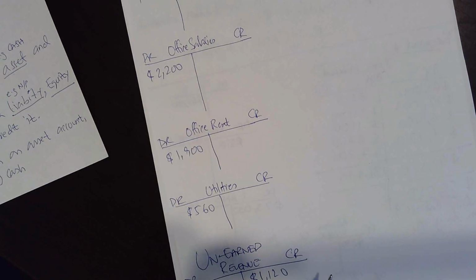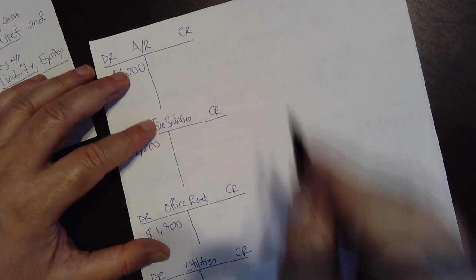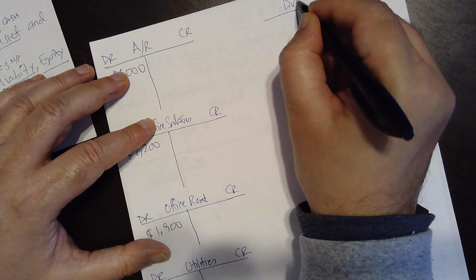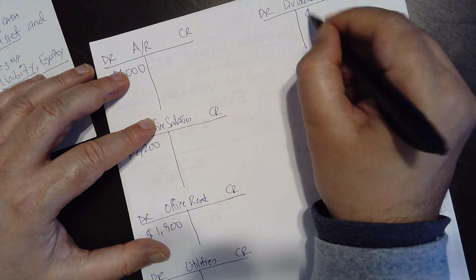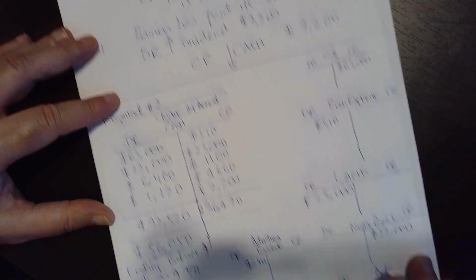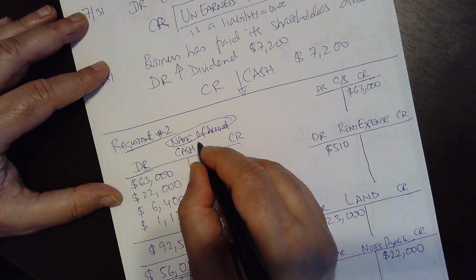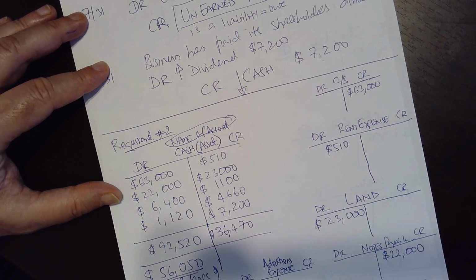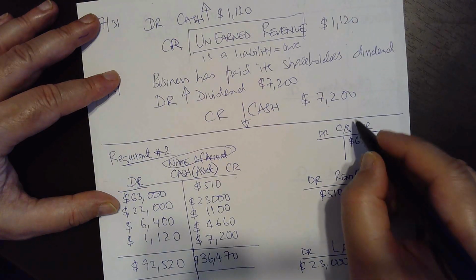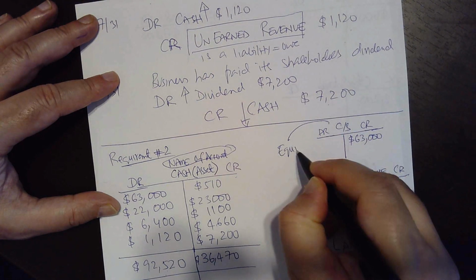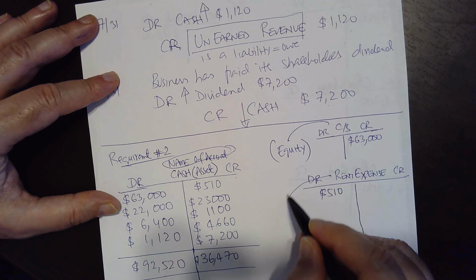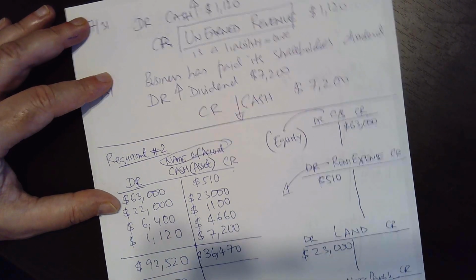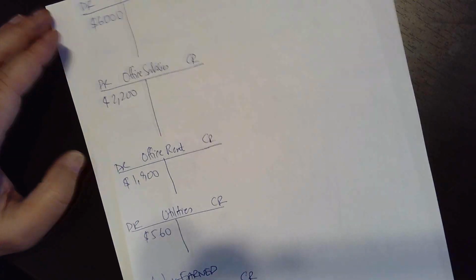Okay, in the last one, we paid a dividend, so we're going to make another account, dividend, and we paid $7,200. Now let's go over one of these accounts. The first account is the cash account. Cash is an asset. I'm just putting asset. You can see the common stock is an equity account. Rent expense is an income statement account.